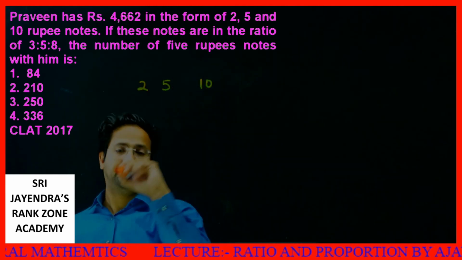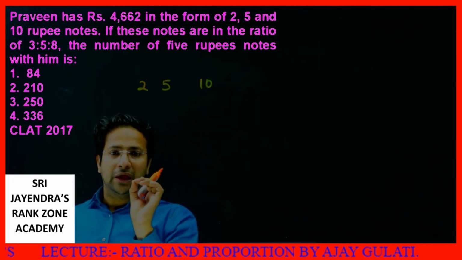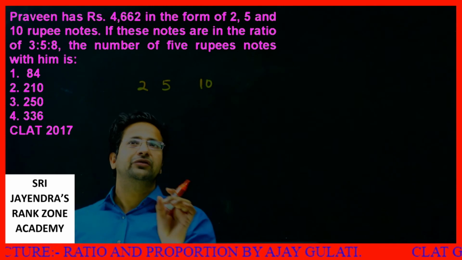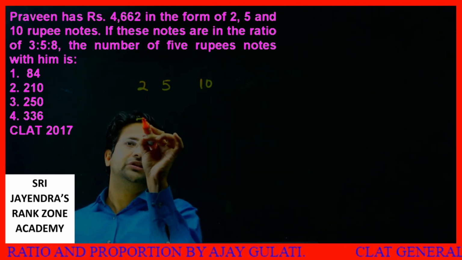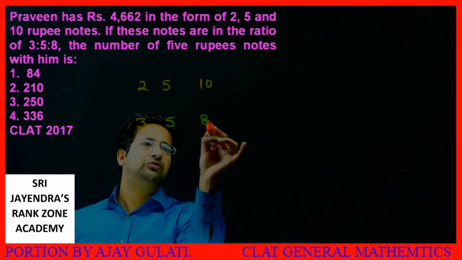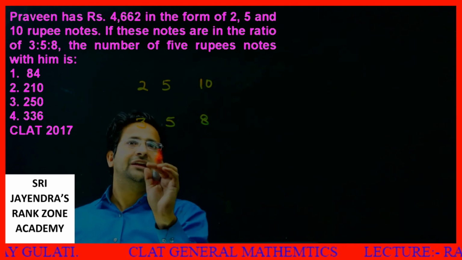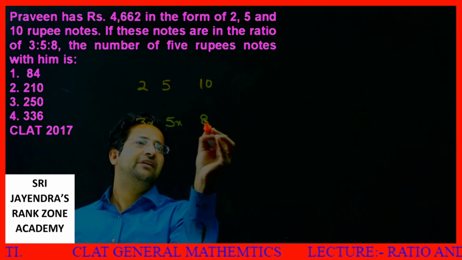Now, if these notes are in the ratio 3 is to 5 is to 8, these notes are in the ratio 3, 5, 8. This is like 3x, 5x, 8x notes. Now, the thing is, students, this is 3x, this is 5x, this is 8x.